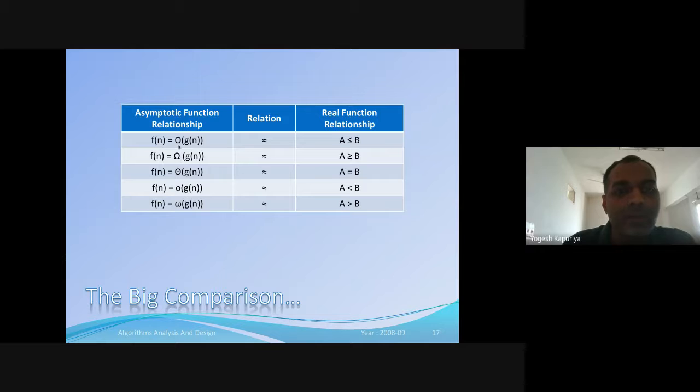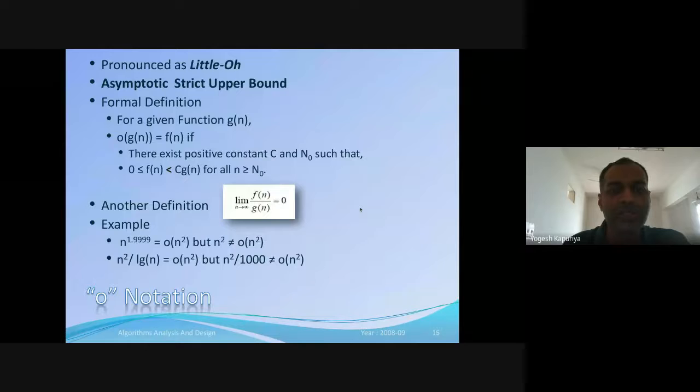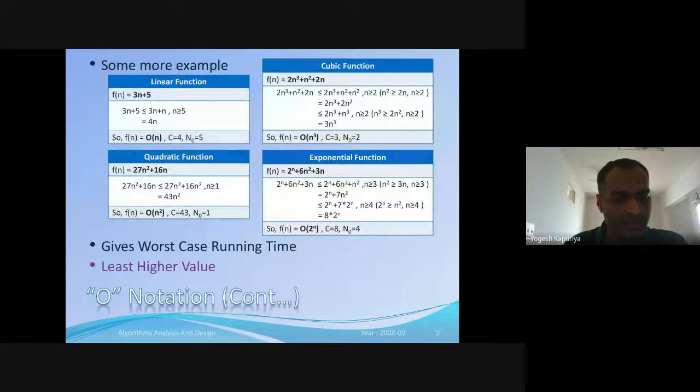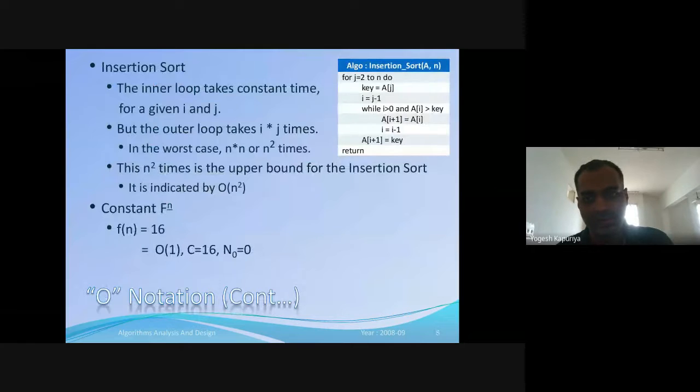f(n) is big omega of g(n) is similar to a is greater than or equal to b. This is similar to equals to b. This is similar to less than, and this is similar to greater than. So I hope you understood these 5 different notations. Yes, anything which you want to ask from this?